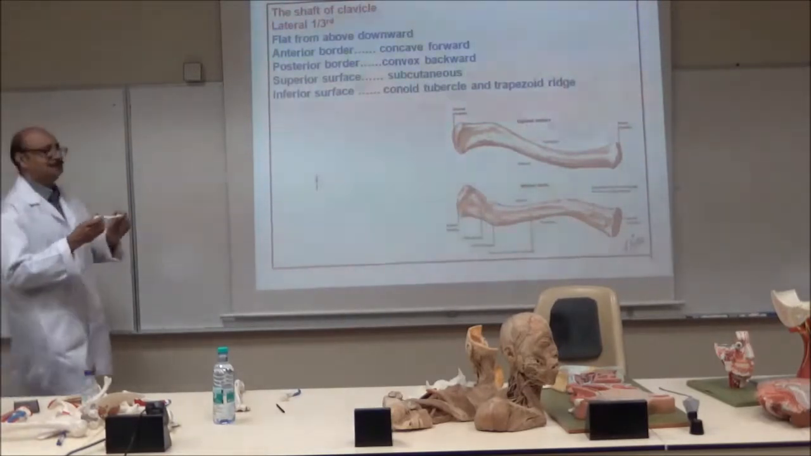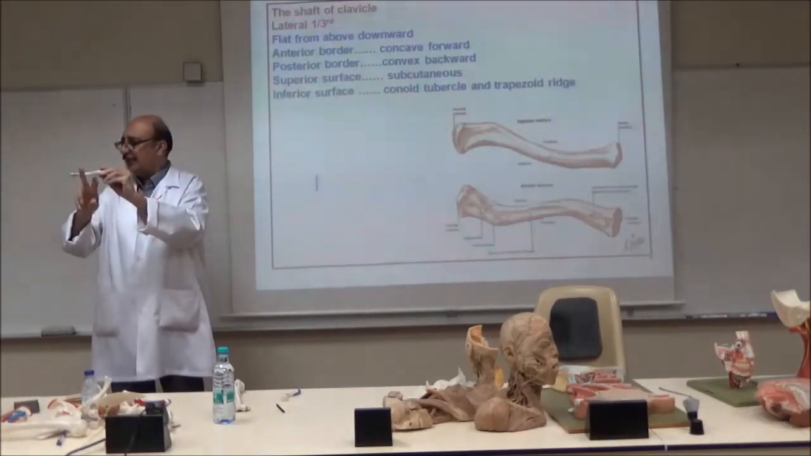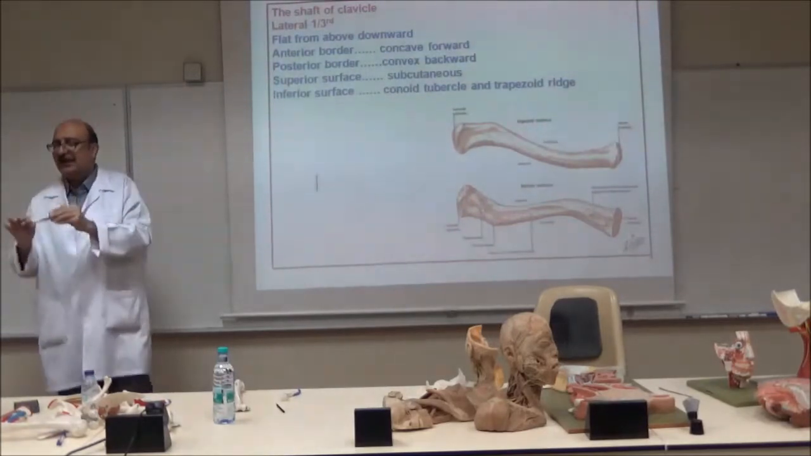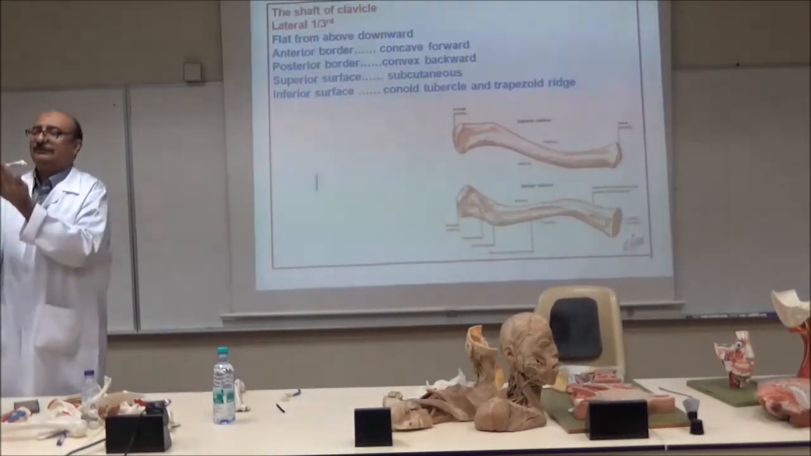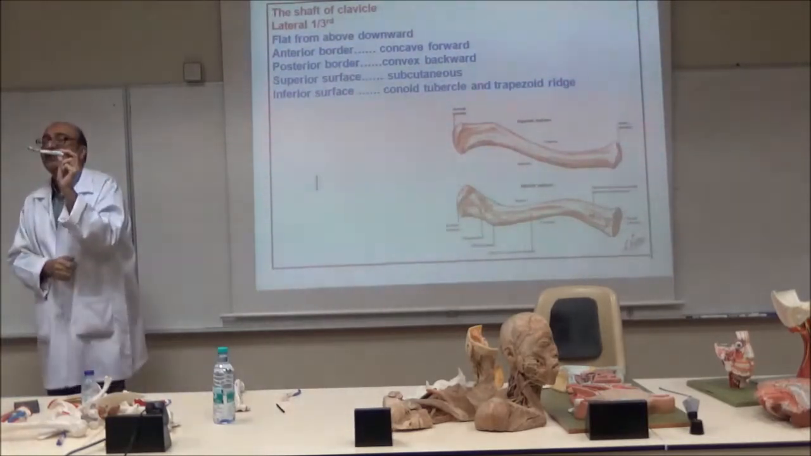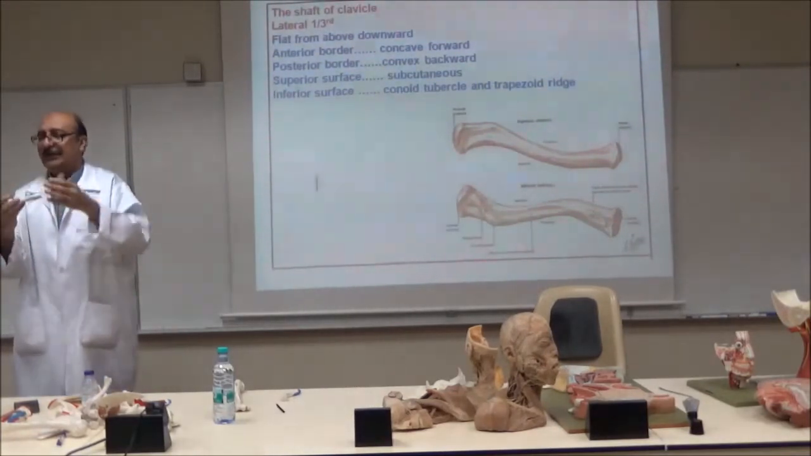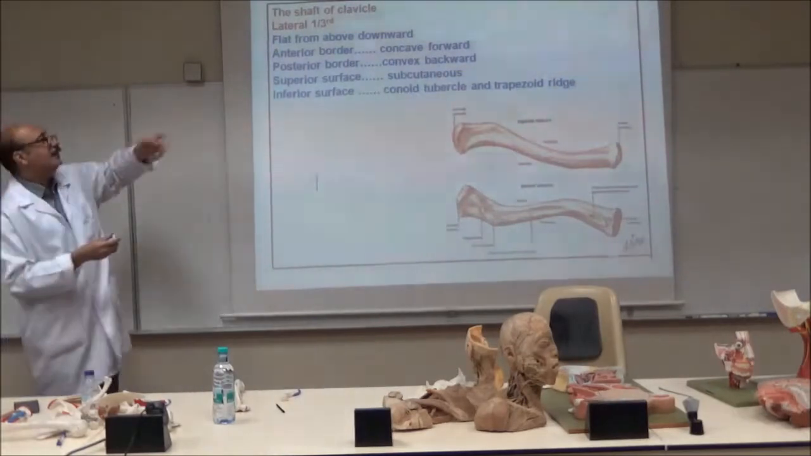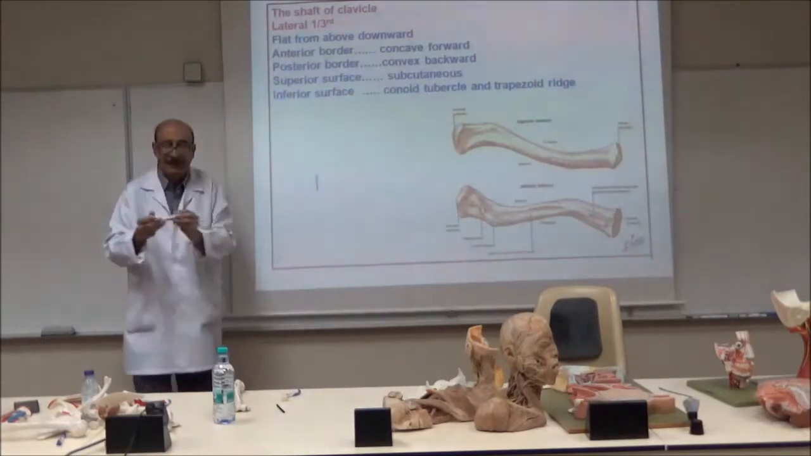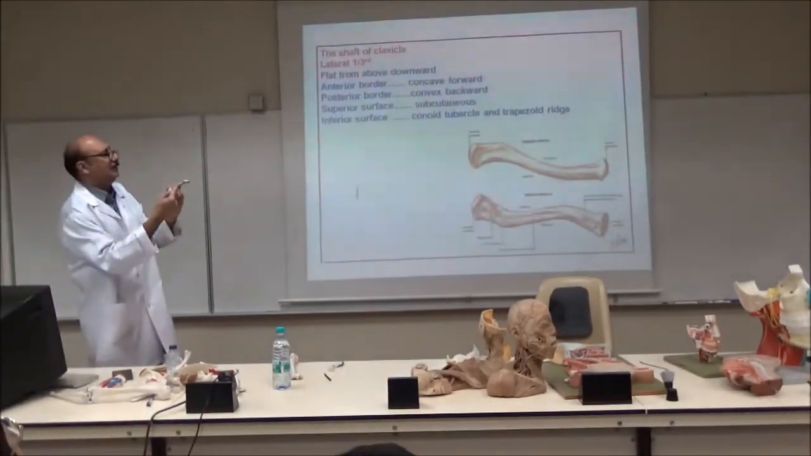The shaft. So here is the shaft. Good? Shaft, flat from above downward. Then anterior border: see, concave forward, like this. The posterior border is like this. Yes, it's convex backward. Superior surface, inferior surface, subcutaneous, and here this elevation is the conoid tubercle.